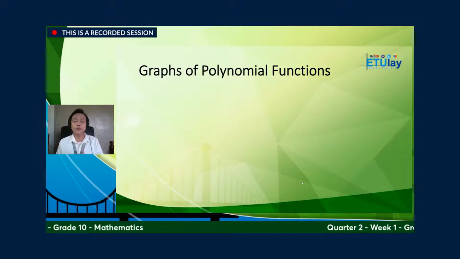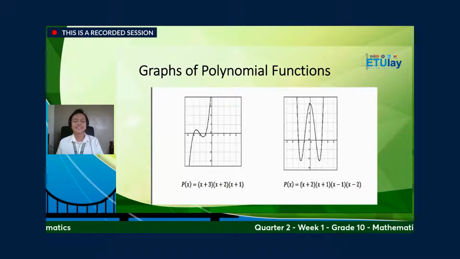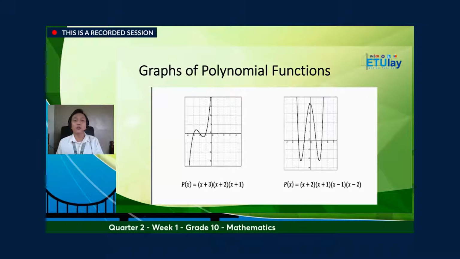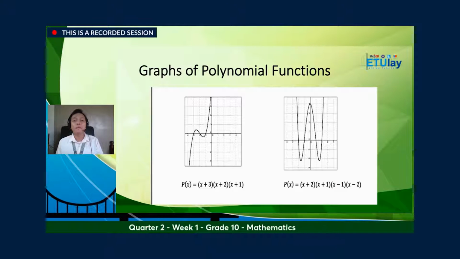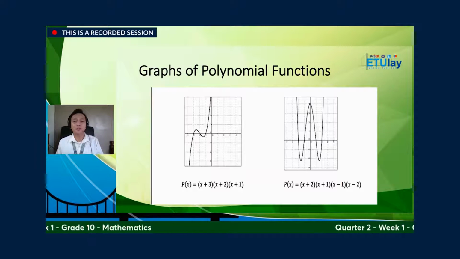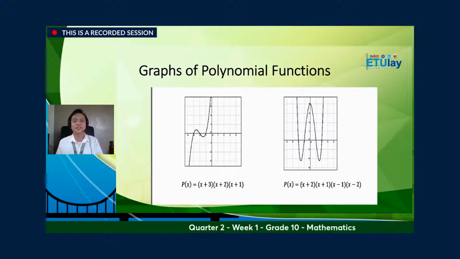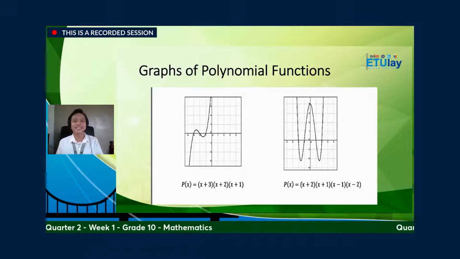Let us try to observe the following graphs. We have the graph of P of x is equal to the quantity x plus 3 times the quantity x plus 2 times the quantity x plus 1. Another one, we have P of x is equal to the quantity x plus 2 times the quantity x plus 1 times the quantity x minus 1 times the quantity x minus 2. Just observe the given graph, okay? Next, let's have another example of graphs.